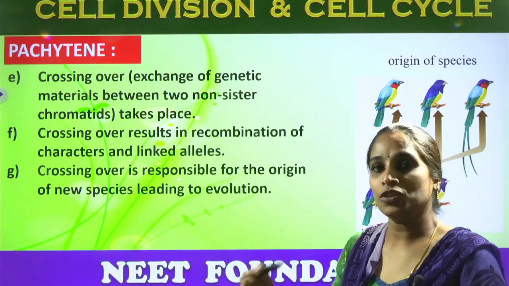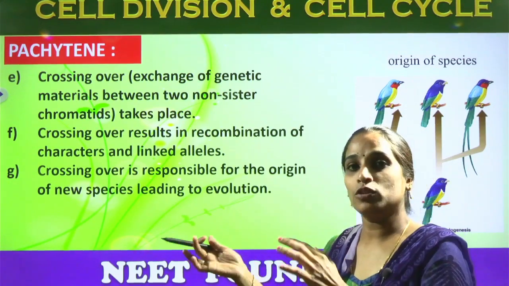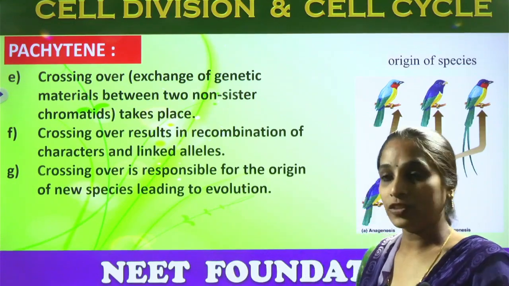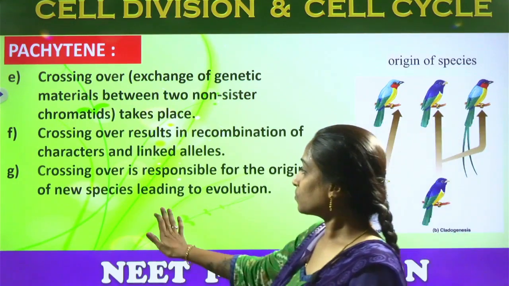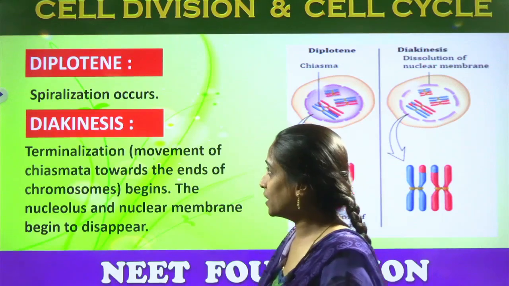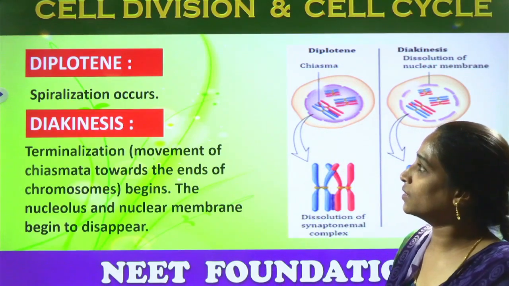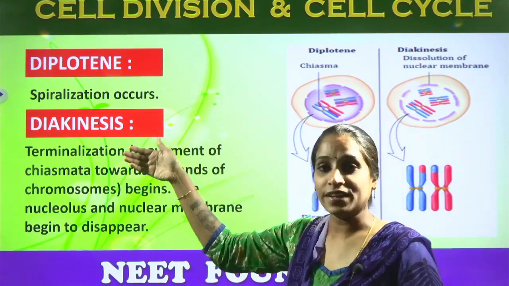So by the evolution, what happens? The ecosystem also will be benefited. Okay, so that is the use of the meiotic cell division. And next, the last two processes are the diplotene and diakinesis.